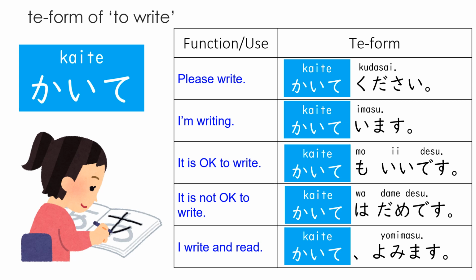書いてください。And I'm writing. 書いています。It is okay to write. 書いてもいいです。It is not okay to write. 書いてはダメです。And I write and read. 書いて読みます。Good job.